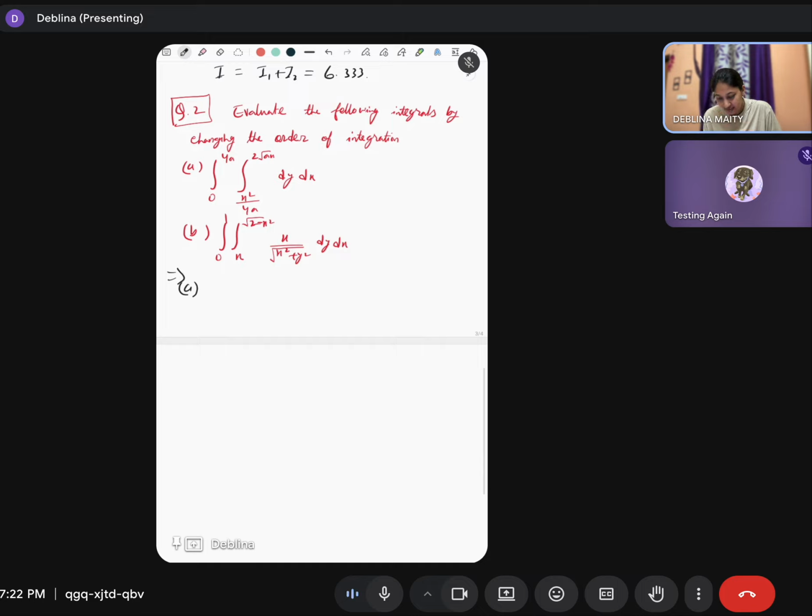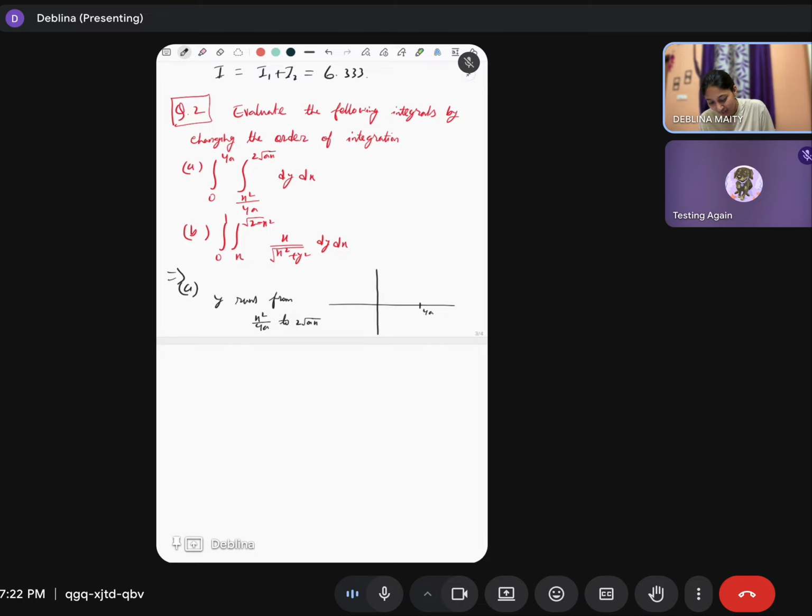Okay, so for a, what is this region? X here runs from 0 to 4a, right? Let's say this is 4a, and y runs from x square by 4a to 2 root ax.